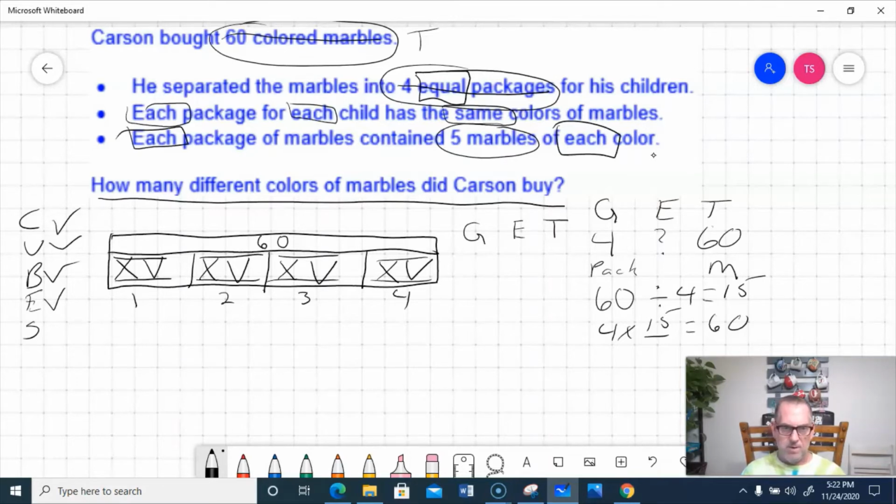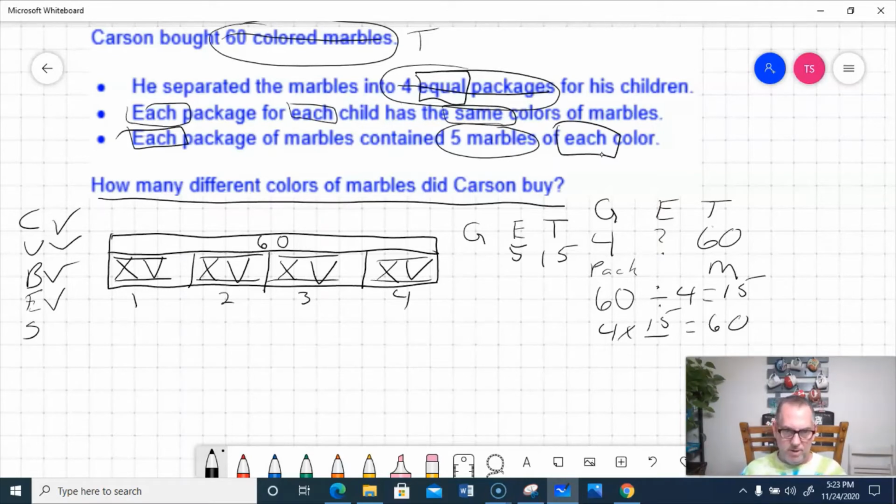I'm looking at a total of 15 marbles in each package, right? And right here it says there's 5 marbles of each color. So that's going to be my each. I've got 5 of each color. So I've got to figure out how many groups there are. A strip diagram wouldn't really work too well for that. Whenever I'm trying to figure out how many groups there are, I think it'd be good to do an array. I like to do arrays for that.